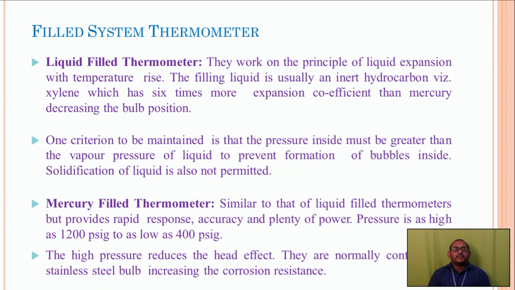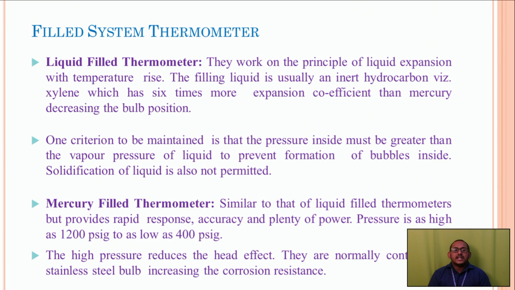The liquid filled thermometers work on the principle of liquid expansion with temperature rise. The liquid will expand inside the bulb based on the temperature rise. The filling liquid is usually a hydrocarbon, such as xylene. We mostly use the hydrocarbon type xylene because xylene has about 6 times more expansion coefficient than mercury, which allows a decrease in the bulb size.